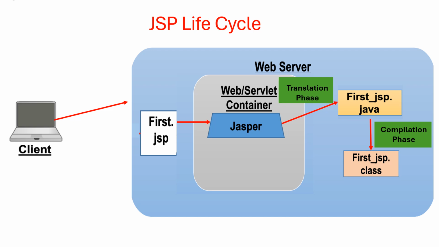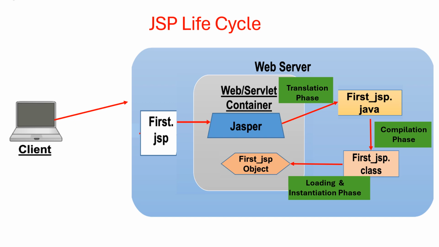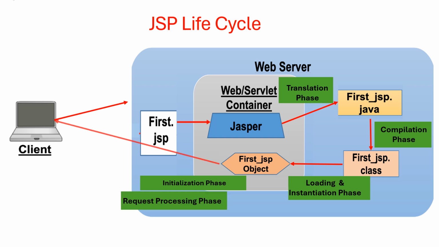Once compiled, the .class file is loaded into memory, and the web container creates an object of the servlet. This is the loading and instantiation phase. Now the container calls the jspInit method to initialize the JSP. This happens only once. This is the initialization phase. For every request, the _jspService method is executed to handle client requests and generate dynamic content. This is the request processing phase.